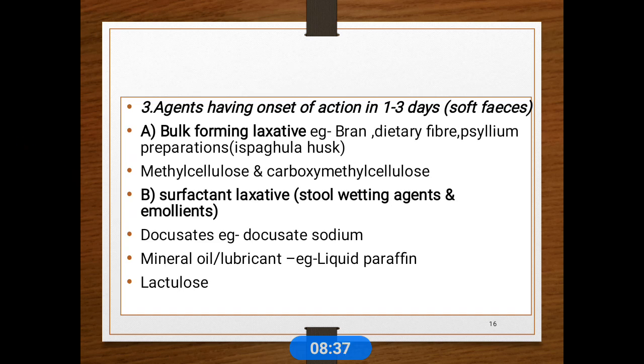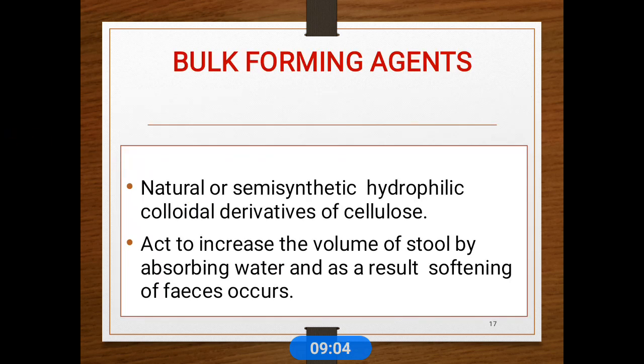Some of these agents show a slower onset of action, 1 to 3 days. Mostly these are bulk forming laxatives: bran, dietary fiber, psyllium preparations, methyl cellulose. The surfactant laxatives act as stool wetting agents and emollients, mostly docusate sodium and mineral oils like liquid paraffin, and lactulose. These show a slower onset of action in 1 to 3 days. The details of these drugs, therapeutic uses, adverse reactions and indications will be discussed in our next video. Okay, thank you.